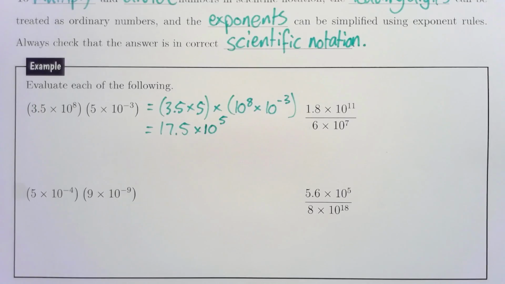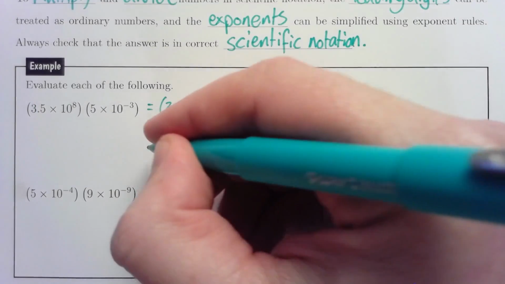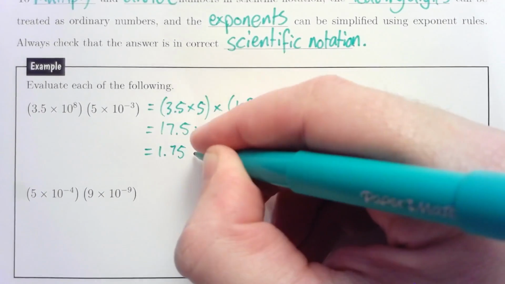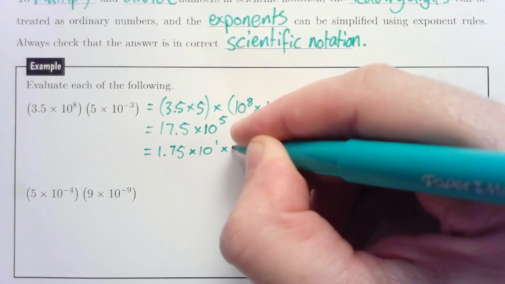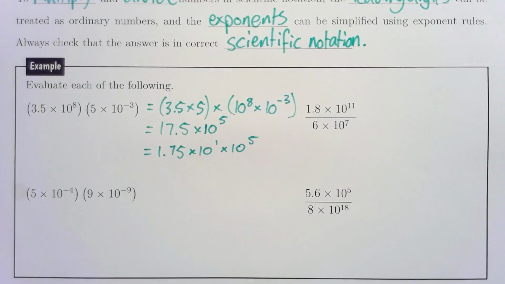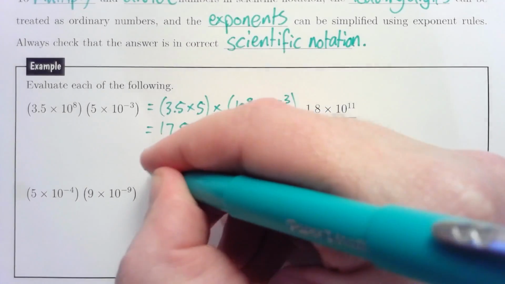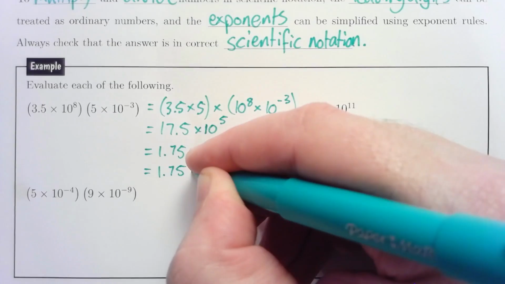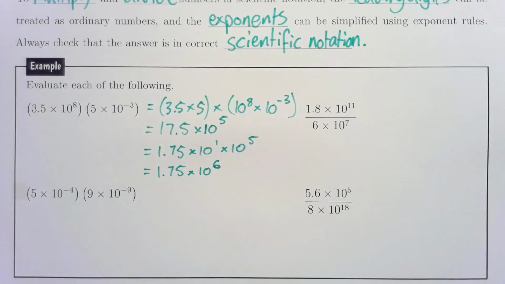Now, 17.5 is not the correct way to write our leading digits to have our number in scientific notation. So we can write 17.5 as 1.75 times 10 to the power of 1, because we've had to move our leading digits over one place value. And we can finally write our answer in correct scientific notation as 1.75 times 10 to the power of 6.